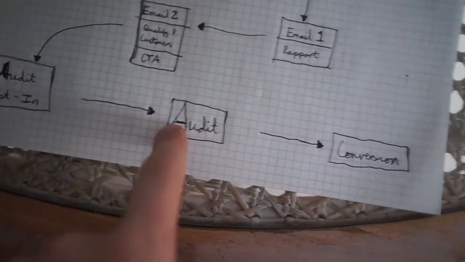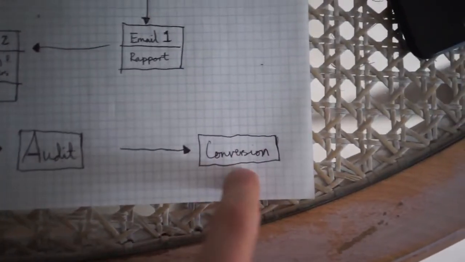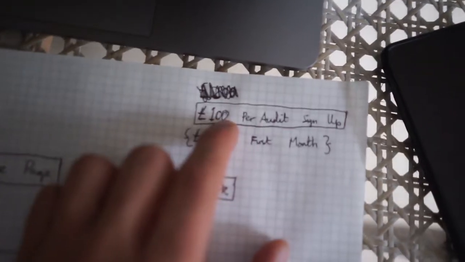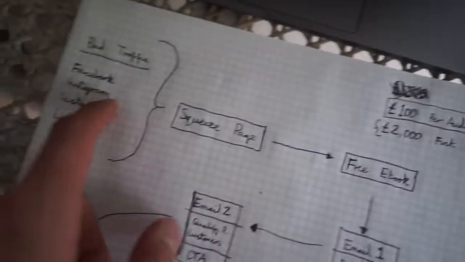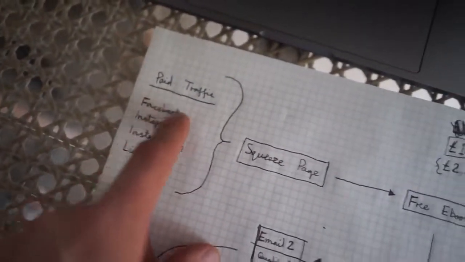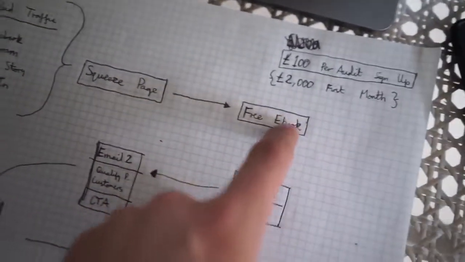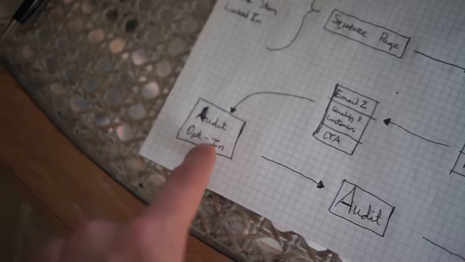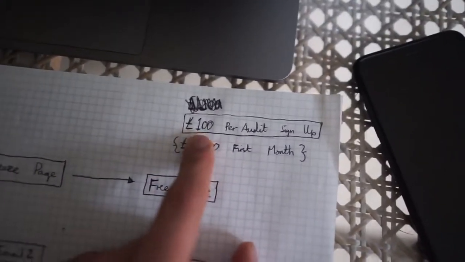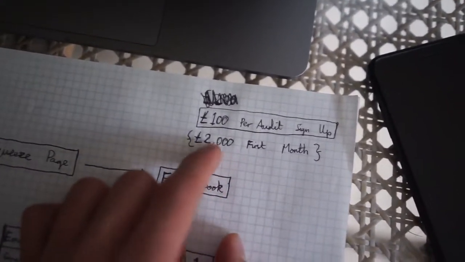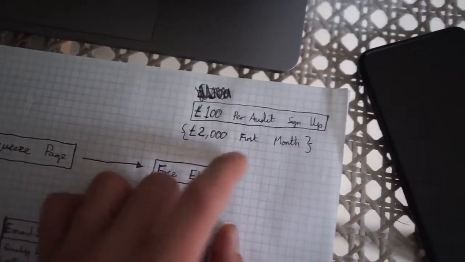Once I've audited them and I've sent them their audit, the only goal here is conversions. Now, another interesting point is I'm willing to pay £100 per audit sign up. So for them to pay for this traffic, to get them through this squeeze page, to get them through the free ebook, the emails, and eventually get them to opt into my audit, I'm willing to spend up to £100. The reason is that I know a client is worth on average £2,000 to me in the first month alone.